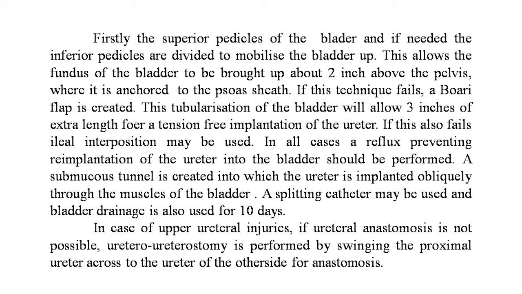In all cases, a reflux-preventing reimplantation of the ureter into the bladder should be performed. A submucous tunnel is created into which the ureter is implanted obliquely through the muscles of the bladder. A splinting catheter may be used and bladder drainage is also used for 10 days. In case of upper ureteric injuries, if ureteric anastomosis is not possible, transureteroureterostomy is performed by swinging the proximal ureter across to the ureter of the other side for the anastomosis.